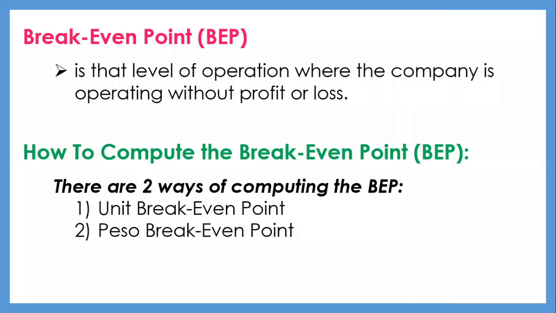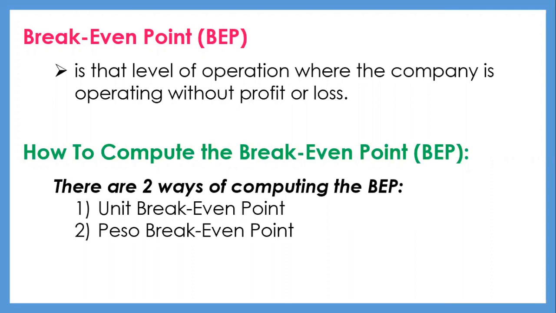Now, when we say break-even point, it is that level of operation where the company is operating without profit or loss. This means to say that the sales and the variable cost plus the fixed cost are equal. While it is true that there is no manager who would plan to operate at break-even, this plan could still help managers assess in what particular part of the cost component they should exercise more control so that the profit will increase. Now, how do we compute the break-even point then?